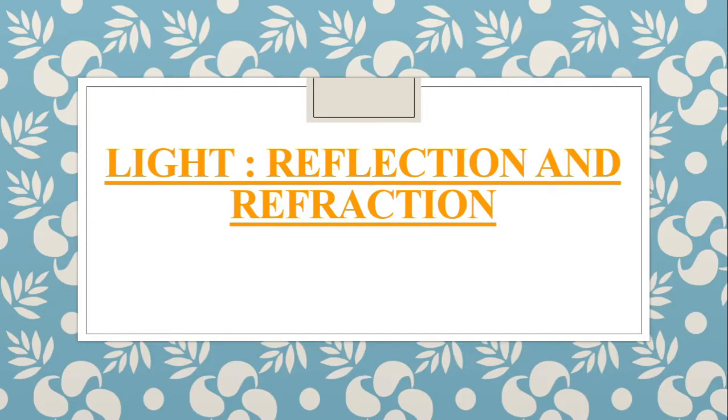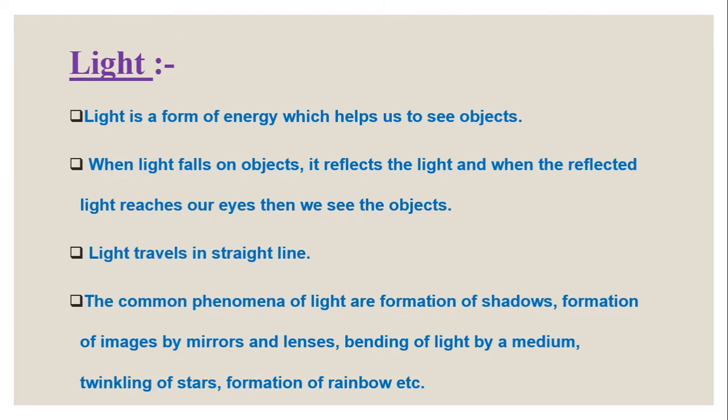Today we are going to learn about the reflection and refraction of light. Light is a form of energy which helps us to see objects. When light falls on objects, they reflect the light, and when the reflected light reaches our eyes, we see the object. Light travels in a straight line.